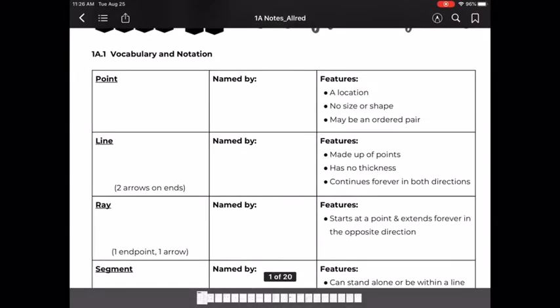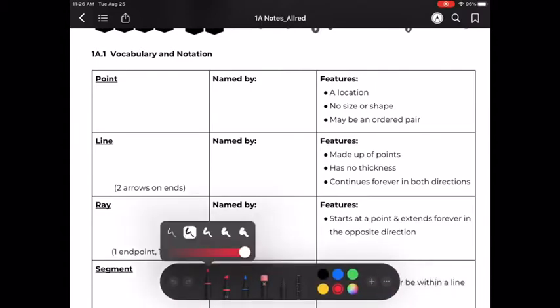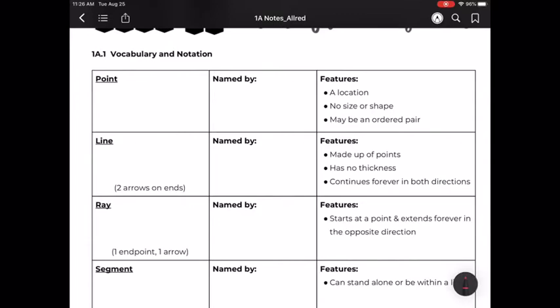Our first thing we're going to look at is called a point. Now, I think a lot of you know what a point is. A point is just something that looks like this. You might call it a dot. But a point we represent on paper with a dot, but we name it by a capital letter. And so we would just call this point A. That's how you name that.